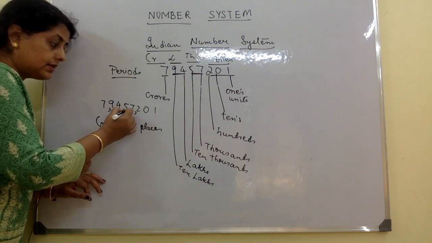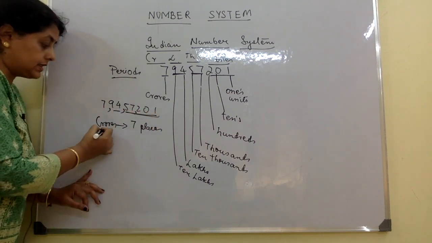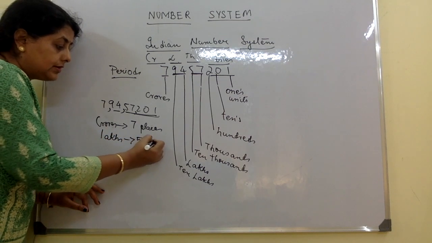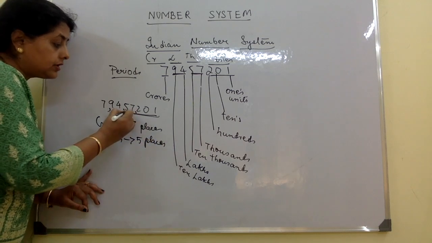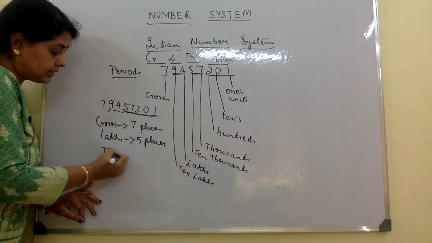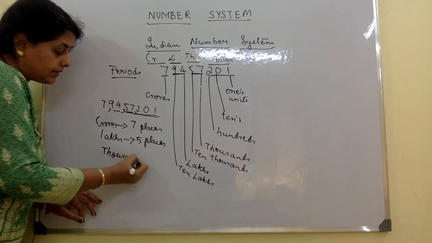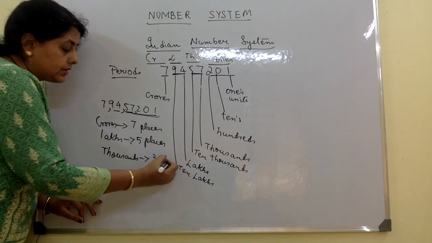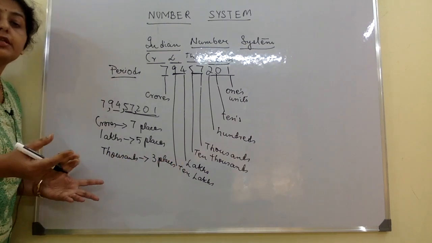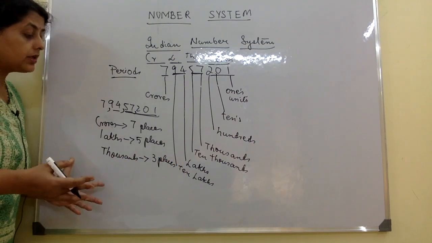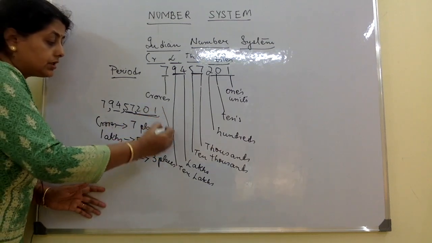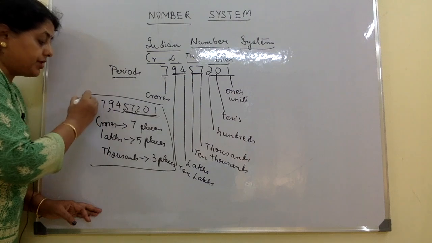After lakhs there should always be 5 places. And after thousands, there should be 3 places. Those places can be filled up with anything, but there should be 3 places. So this is what we should remember.